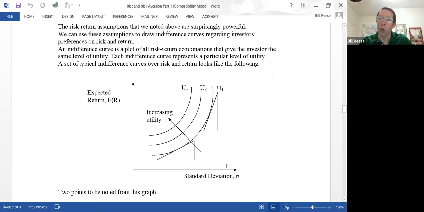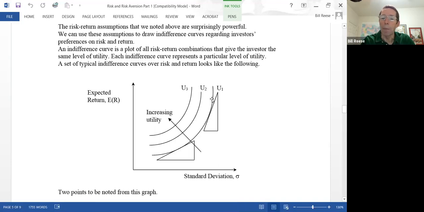So an indifference curve, let's take a look at one of these indifference curves. Let's take a look at U1. U1 is this particular indifference curve right there. What it means is that at every point on that curve, we are indifferent. We are equally happy, or this particular investor is equally happy. In other words, at this point right here, you have this amount of expected return, and you have this amount of standard deviation.